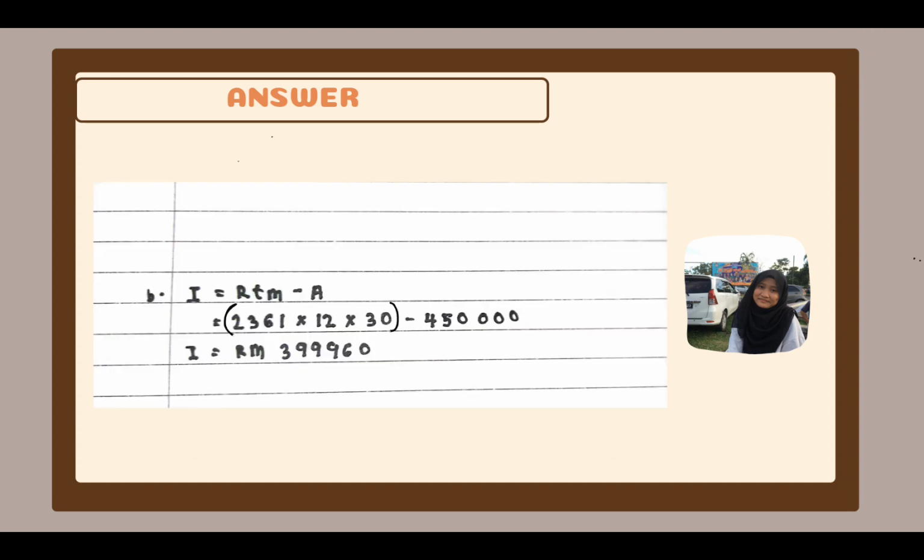For question 6b, the question asks for interest. The formula that will be used is I equals RTM minus A. To search interest, we multiply 2361 with 12 and 30, then minus it with A, which is 450,000. Then we get 399,960 for the final answer.